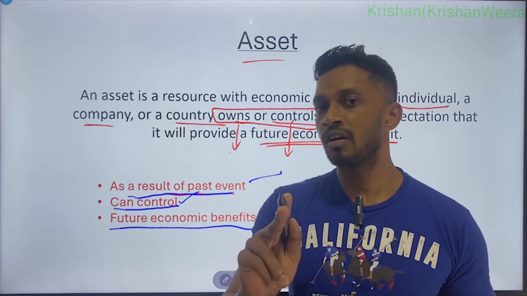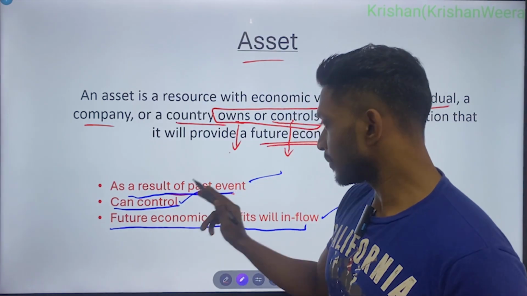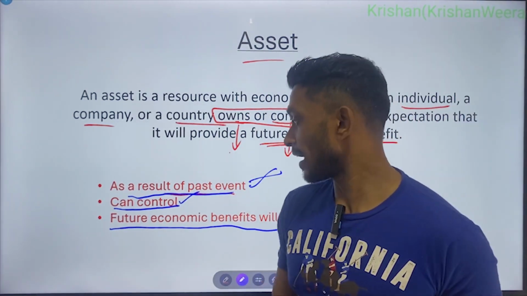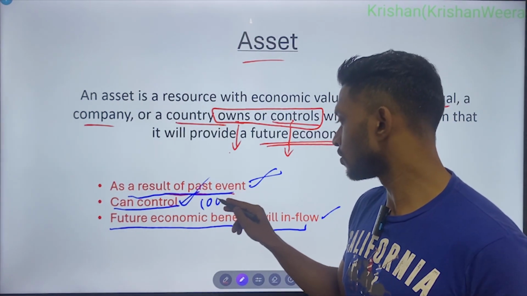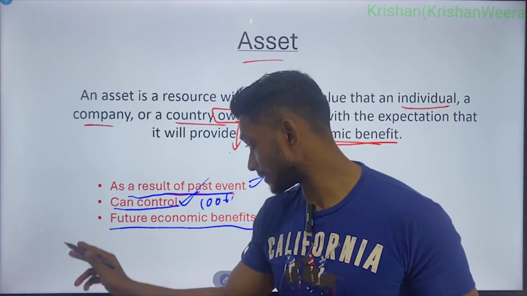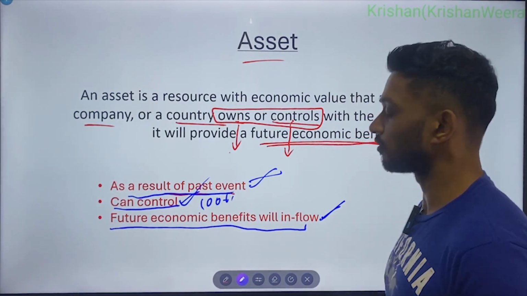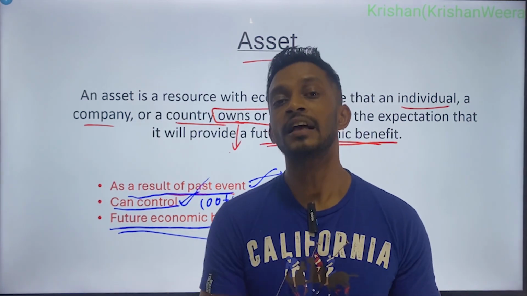So if you want to classify or identify an asset, keep in mind that it happened because of a past event, you have full authority to control that asset, and future economic benefits will inflow. This is the most important one: future economic benefits will inflow.